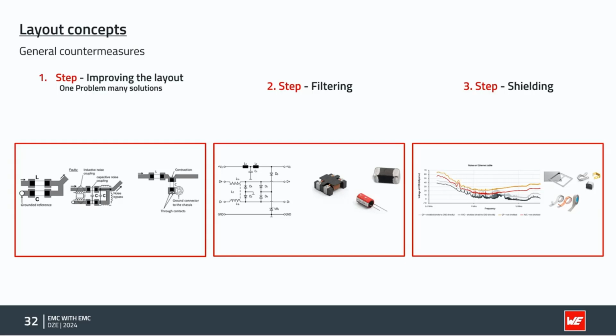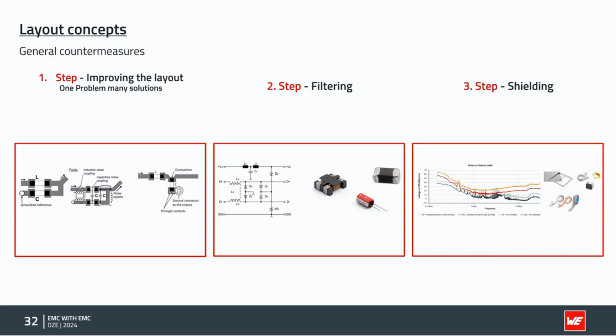Meaning, in your application, sometimes things that should work won't work. And that's quite annoying. The second thing, where Wurth Electronic starts to smile, is when you need filtering. Why do we smile? Well, you need parts from our portfolio. And the third part is going to be shielding. Shielding is the last thing you can do to pass the EMC test.